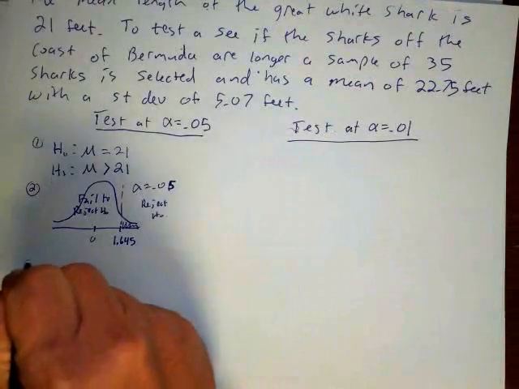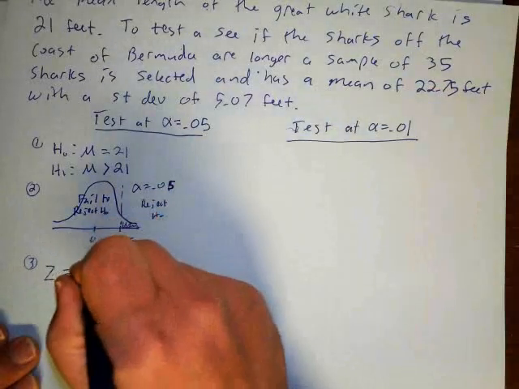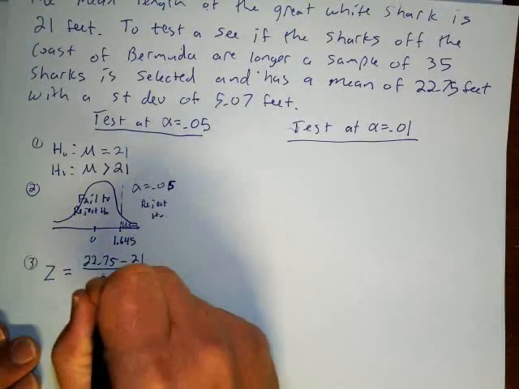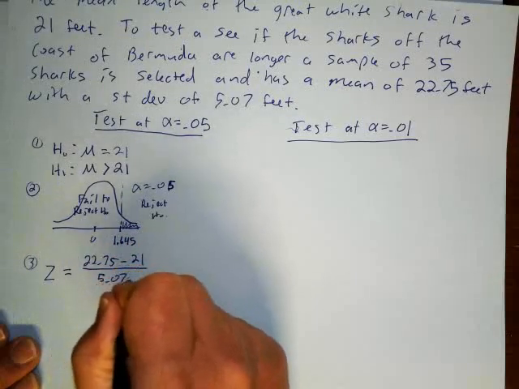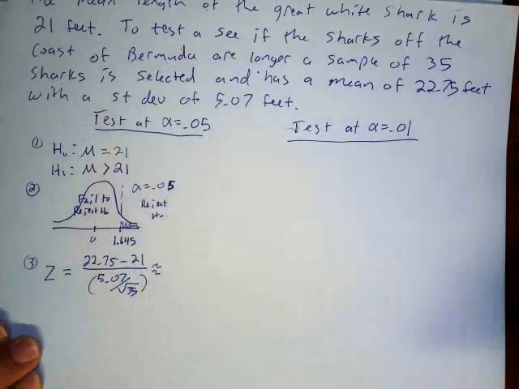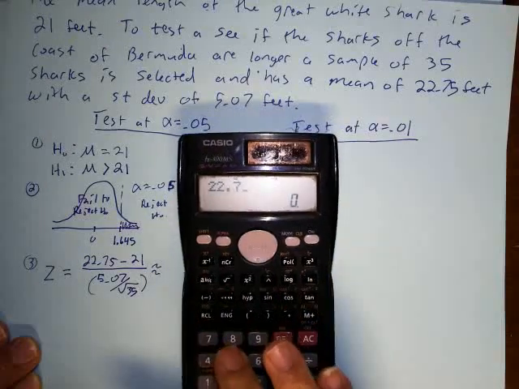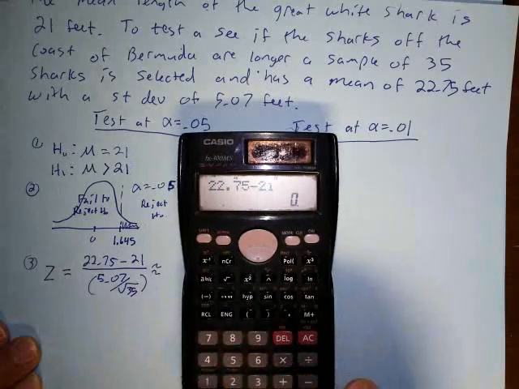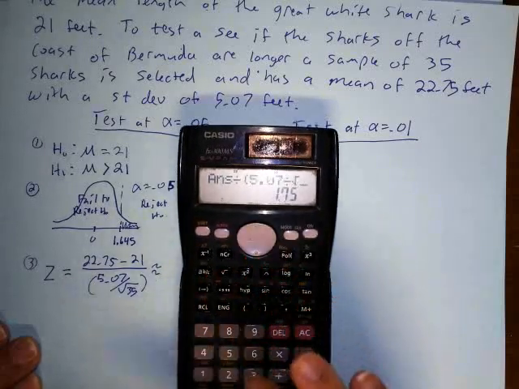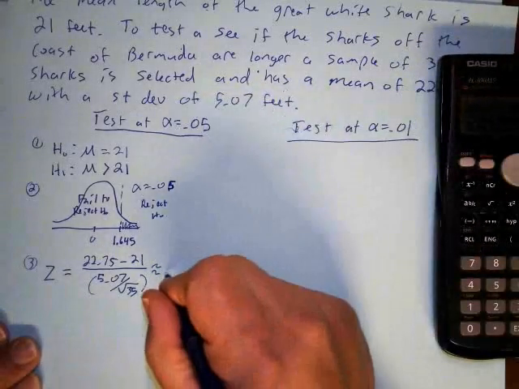Now I calculate the test statistic. My sample mean is 22.75, the hypothesized mean is 21, and the standard deviation is 5.07 over the square root of 35. Putting this in my calculator, 22.75 minus 21, divided by 5.07 over the square root of 35, all of that in parentheses, and I get 2.04.